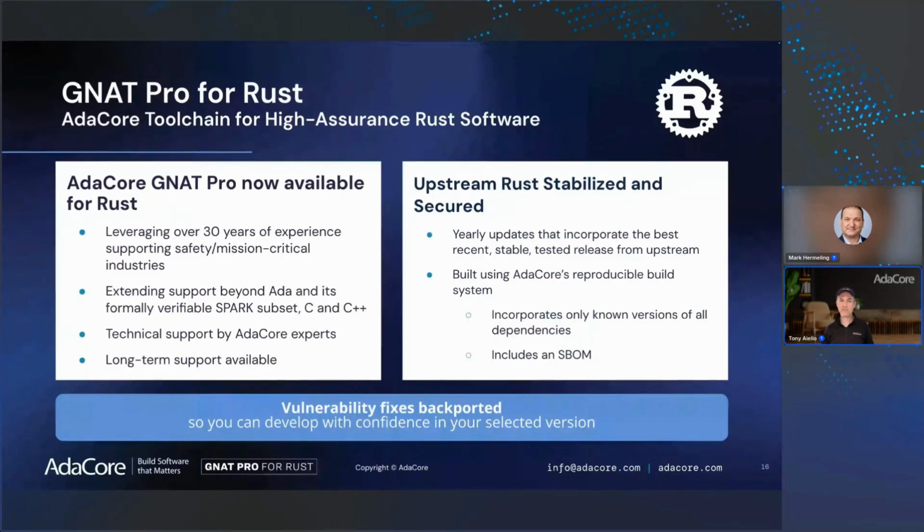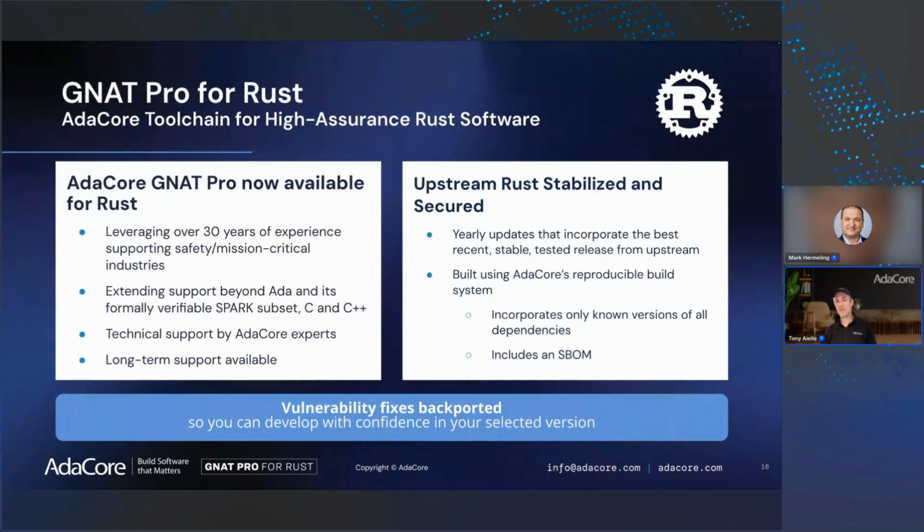With GNAT Pro for Rust, you get technical support by AdaCore experts. We make long-term support available under assurance contracts, and we're certification ready. GNAT Pro for Rust is upstream Rust, stabilized and secured. So we look at upstream Rust during the course of a year, and we pick a version of Rust that we think is going to be a good candidate to support for the entire release year. We bring that in, we build it in AdaCore's reproducible build system, we test it, and then we deliver it to you, supported over the course of that year with a warranty.